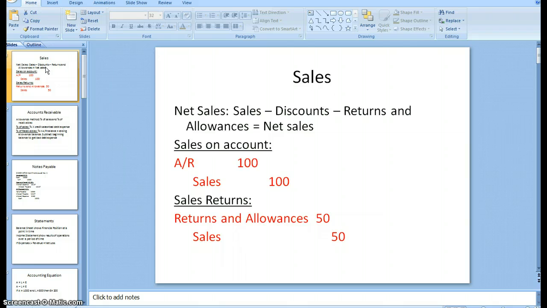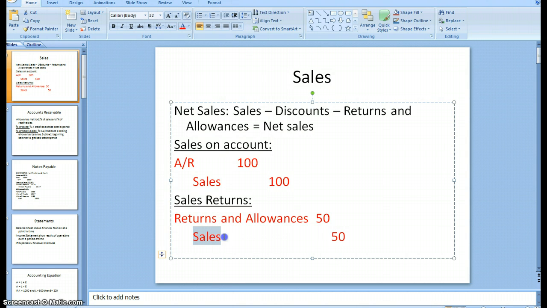Journal entries with respect to sales, debit AR, credit sales for sales on account, and then instead of flip-flopping that when there's a return, we're going to debit sales returns and allowances and credit, I'm sorry, not sales, but AR, to get rid of the AR. So that sales returns and allowances account is a contra sales account, and it has a debit balance, whereas the sales account, right, has a credit balance.